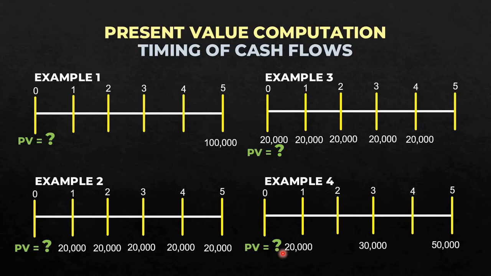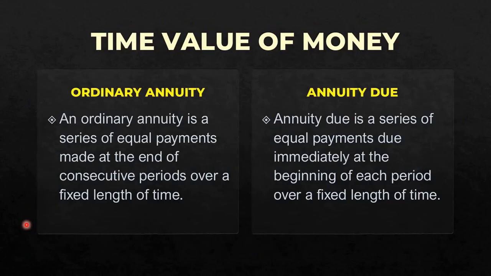So, ngayon, balikan natin yung example number 2 and number 3. So, kung napapansin nyo, both examples number 2 and 3 are almost similar. The only difference is the timing of the cash flow. Sa example number 2 at the end, sa example number 3 is at the start. So, ang example number 2 is an example of ordinary annuity. Then, for example number 3, this is an example of annuity due. So, ngayon, before we proceed, let us define first ordinary annuity and annuity due.